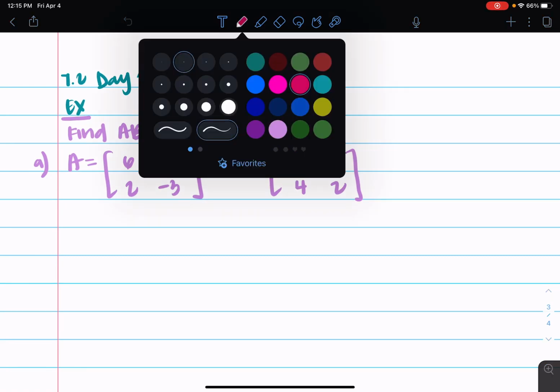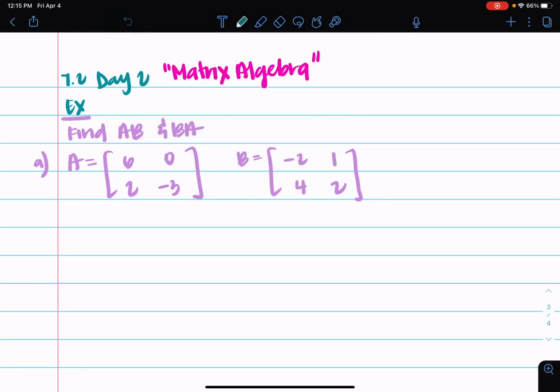Alright, hey guys. We have day 2 of matrix algebra. What today's going to be is just multiplying matrices with each other. This one's asking us to find AB and then BA. So first let's just try and find AB.